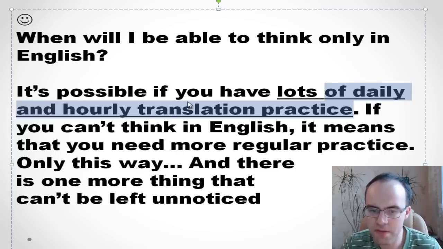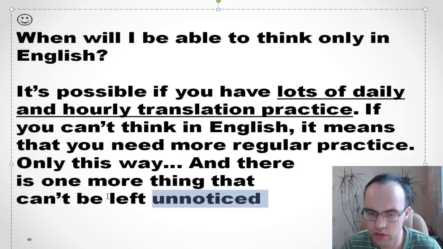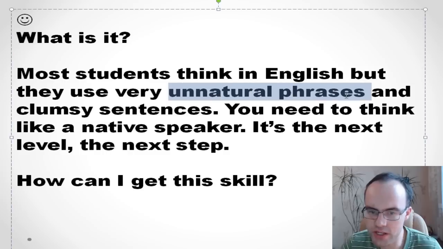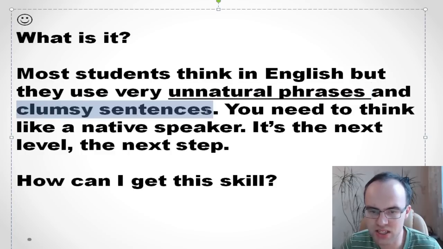Only this way, more practice, daily and hourly translation practice. Only this way. And there is one more thing that can't be left unnoticed, that can't be ignored. I know that people often fail to notice it, but we need to pay attention to this fact, okay? So what is it? Most students think in English, but they use very unnatural phrases, not really good. Native speakers don't speak this way. And clumsy sentences. Clumsy means also unnatural.